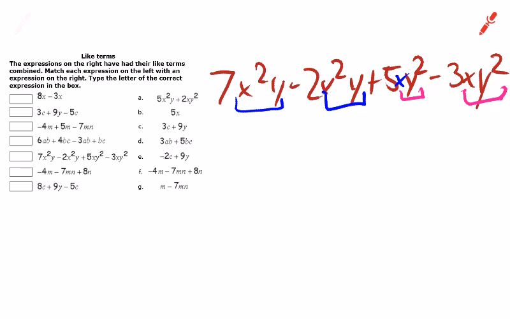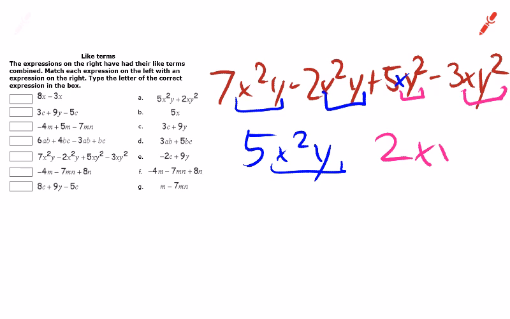7x squared y minus 2x squared y is 5x squared y. Again, you treat this like a unit. Think of it like 7 square centimeters minus 2 square centimeters. You get 5 still, but it's important to carry that unit. Okay, and then over on this side we have 5 minus 3, which is 2xy squared. Again, we're carrying that unit along.